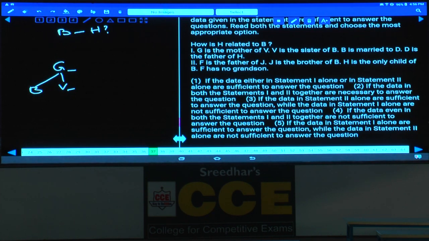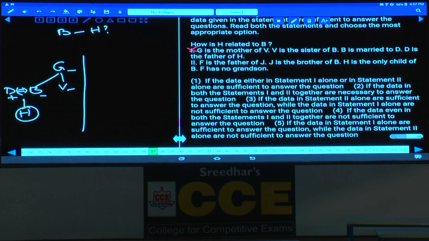B is married to D. B and D are a married couple. D is the father of H. As D is the father of H and B is the mother of H, how is H related to B? Now H could be either the son or the daughter of B. Here the gender of this H is not known. 1 alone is not sufficient.